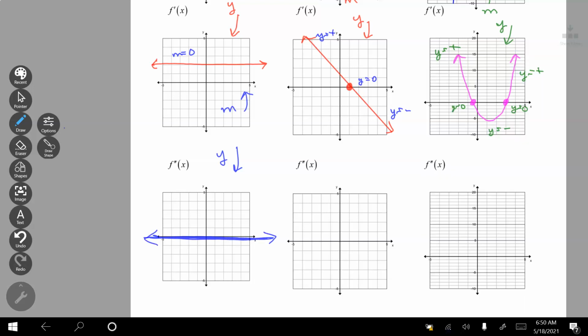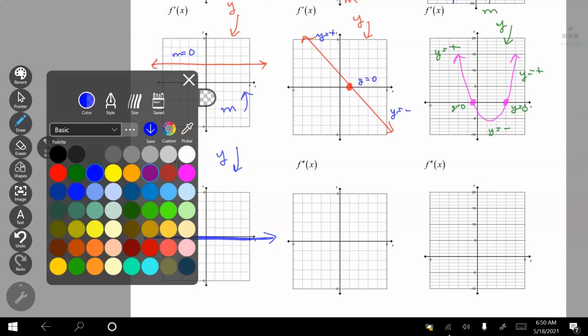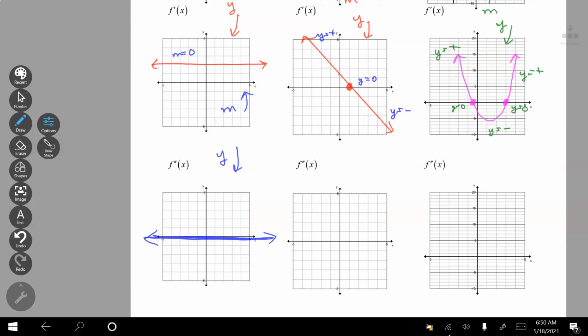Over here on the second one, let me see, what color should I pick? I'll pick purple. This one, it looks like the slope is always negative. I don't care what it is. You want to call it negative 2, call it negative 2. You want to call it negative 1, call it negative 1. I don't care, as long as it's just negative. And it's always the same. Again, the slope here is the y values here.